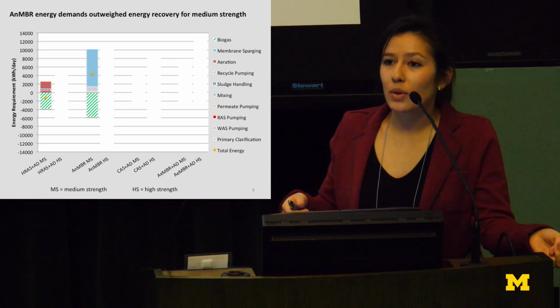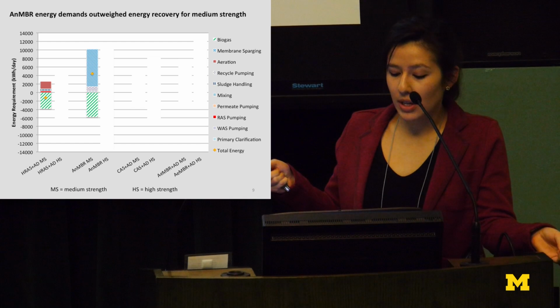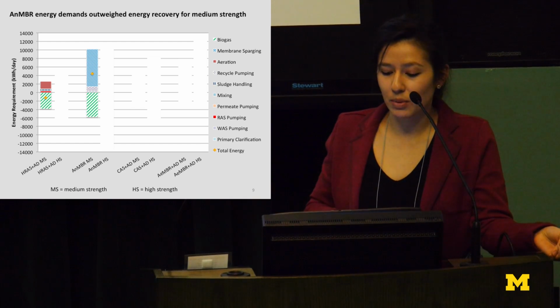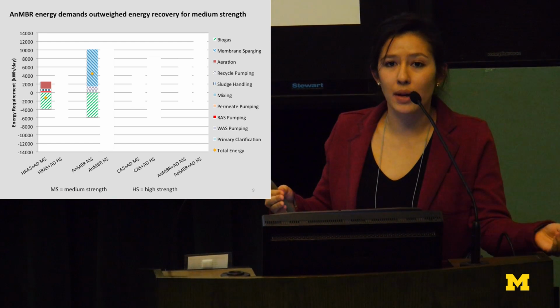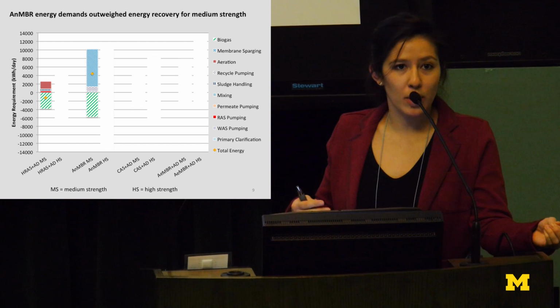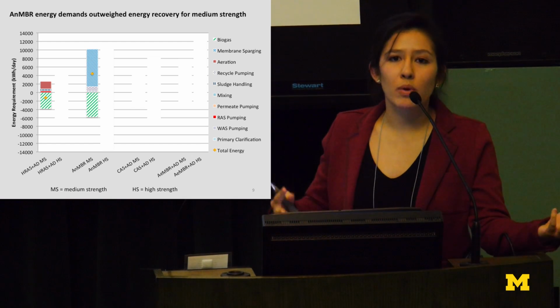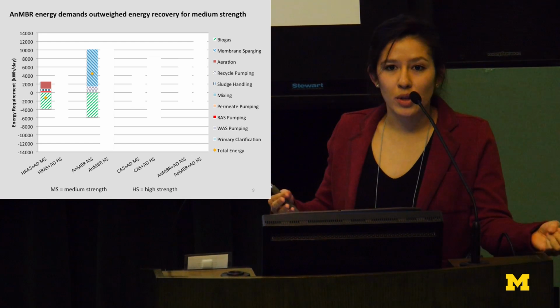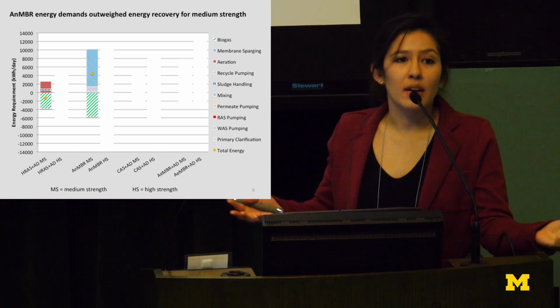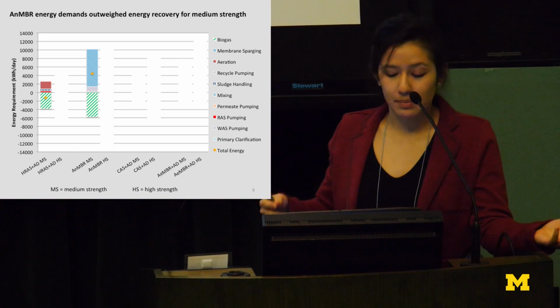And then if we look at our 2 reference systems, or the conventional activated sludge and aerobic membrane bioreactor, we see that they are both detrimentally impacted by this increase in wastewater strength. And that's because they use more energy associated with that higher strength wastewater for aeration than the amount they make back in recovery.